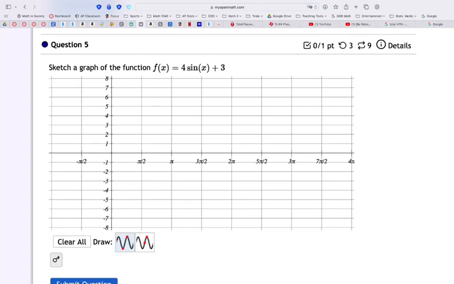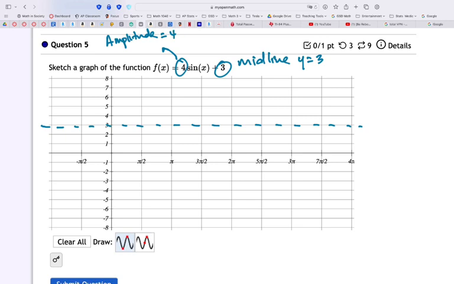Right, so to do this question, we're supposed to sketch the graph of the function f(x) = 4 sin x + 3. First thing first, we need to look at this number, which is the midline. Midline equals y = 3. Then we put a dotted line across, because it's half above, half below. And then we look at this number 4, which tells us the amplitude, how high it goes. So it goes up as high as 7 and down as low as -1, because it starts at 3.